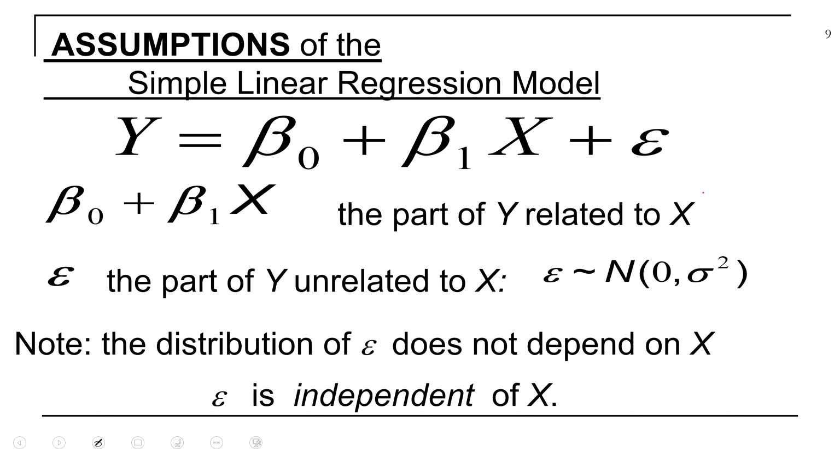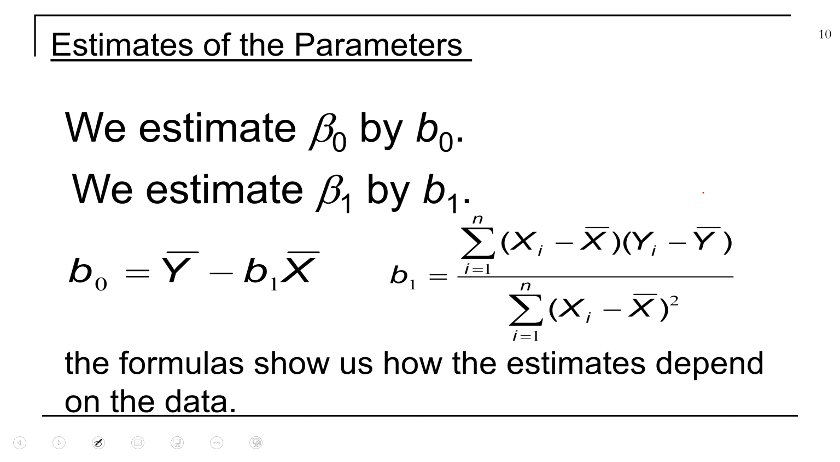That actually would cause problems if that were true. And we assume the noise is normal, mean 0, and the standard deviation of the noise is sigma. The variance of the noise is sigma squared. These are population quantities. We have to estimate them.